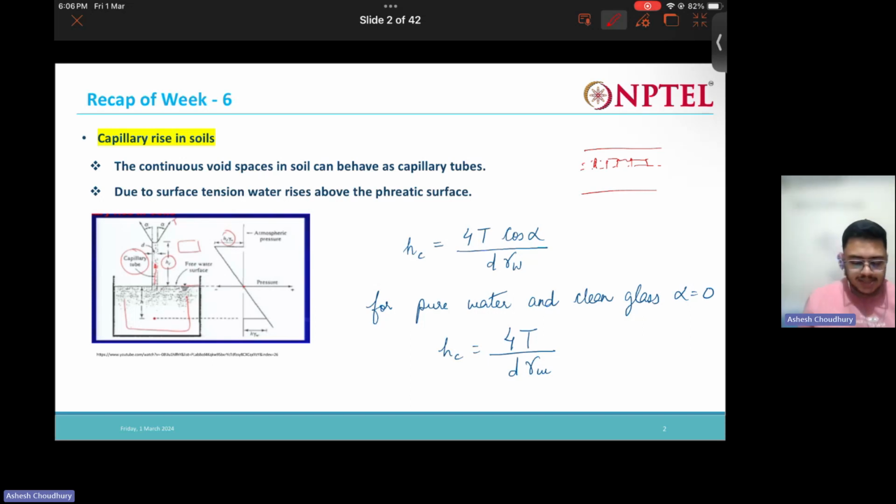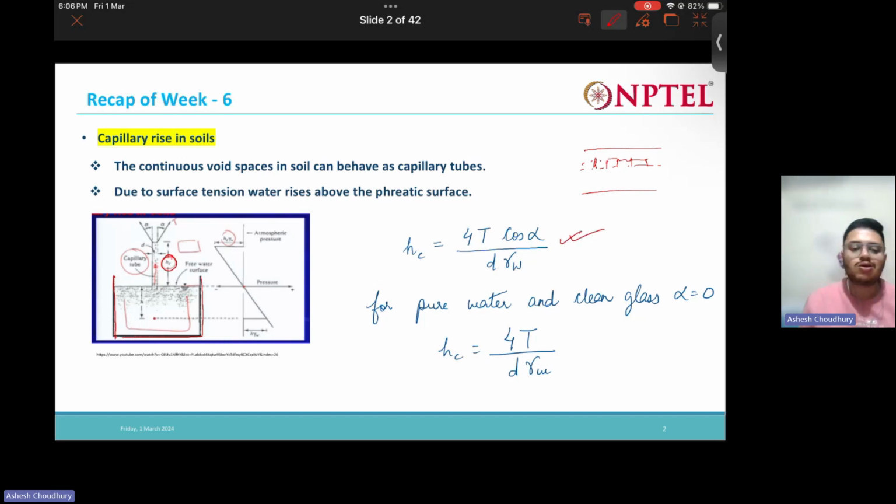So yeah, you can see a diagram is given here. We have water, and we have a capillary tube. As I said, as we enter the tube into the water, the water rises up through the tube. That height of capillary rise Hc is actually given by this equation.